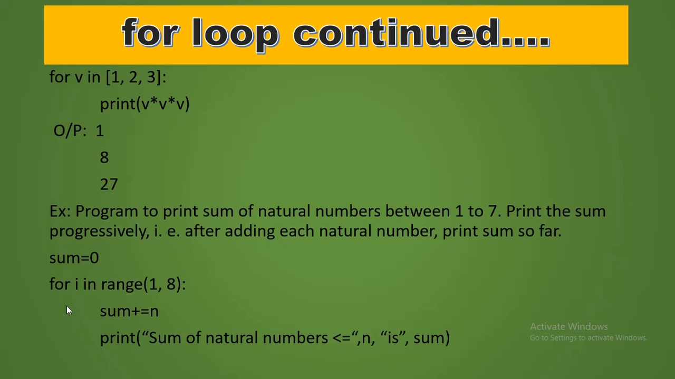So here, as we have to display the successive sum values, that's why we have taken this print statement within the body of loop. So for when i will be 1, it will print sum of natural numbers less than equal to 1 is 1. When i will be 2, it will print sum of natural numbers less than equal to 2 is 3, and will print so on for all the iterations of loop.